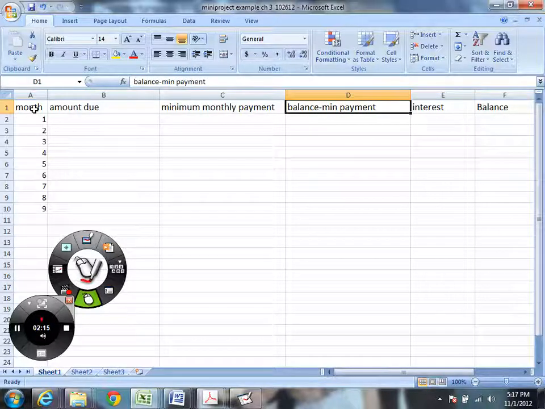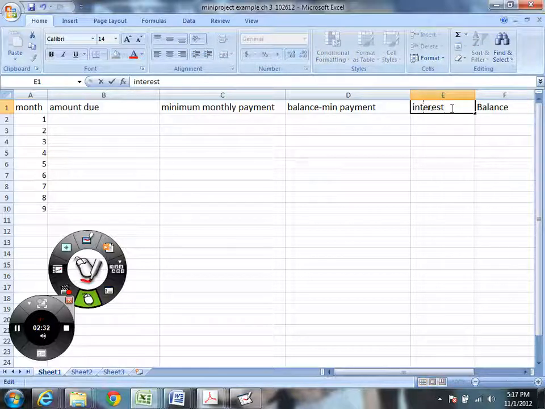The next one would be the balance after you've subtracted the minimum payment, and then the interest that they're going to charge. Now for this, I'm going to type in a little bit more. I'm going to do 15% interest. So this is 15% interest, but what the credit cards do is they charge you 15% for the whole year. So really what this is, 15 divided by 12, which turns out to be 1.25.